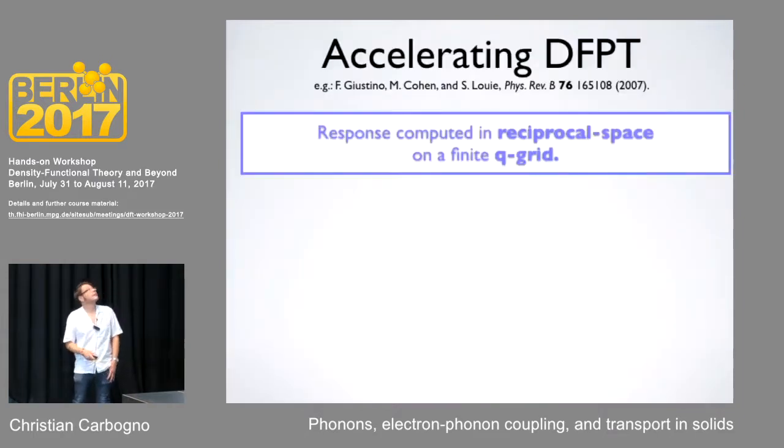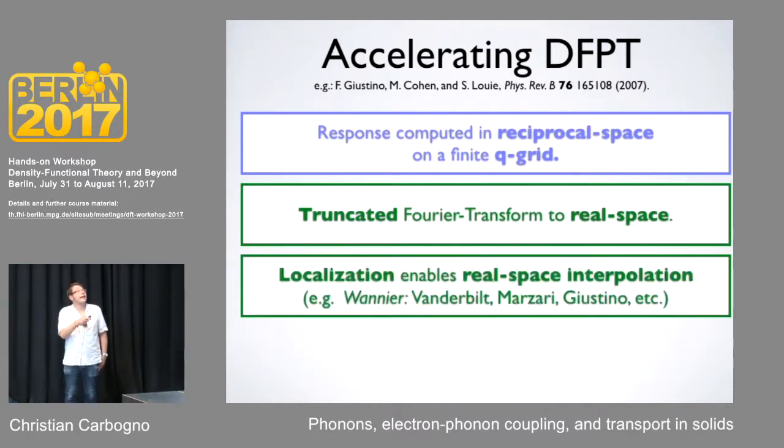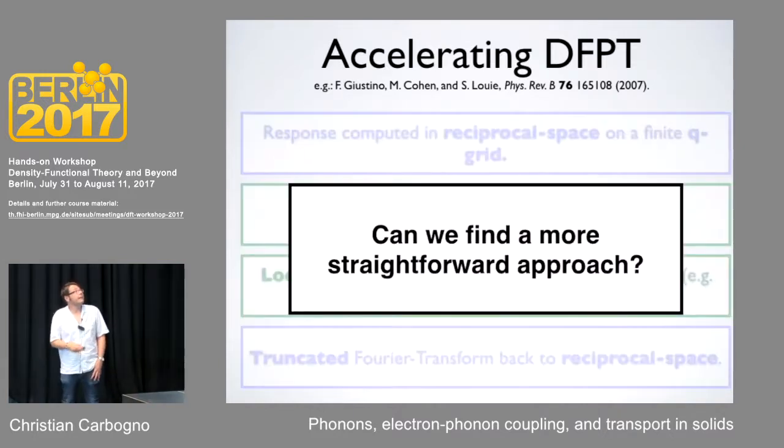One example of what is typically done is that you compute your response in reciprocal space first on a rough grid in the Brillouin zone. Then you transform it to real space. You localize it there and make a real space interpolation there, for instance, using Wannier functions. And then you go back with a Fourier transform to reciprocal space so that you get a fine spacing on the Brillouin zone of these kinds of properties. But you can also use a more straightforward approach. You can also treat everything in real space.